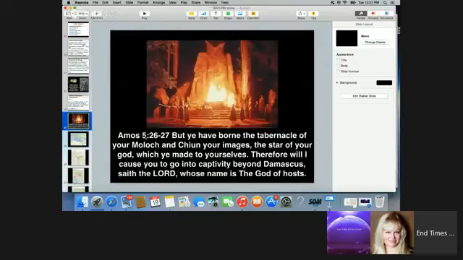Here's the verse, actually, Amos 5:26-27. It says, "But ye have borne the tabernacle of your god Moloch, and Chuan your images, your Saturn and his statues, the star of your god, which you made to yourselves. Therefore will I cause you to go into captivity beyond Damascus, says the Lord, whose name is the God of hosts."